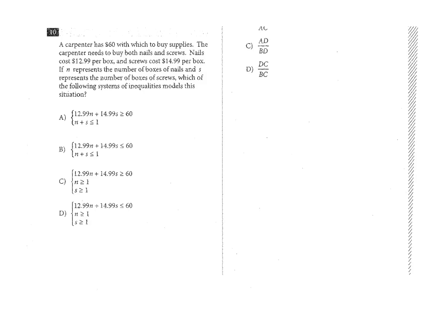A carpenter has $60 with which to buy supplies. The carpenter needs to buy both nails and screws. Nails cost $12.99 per box, and screws cost $14.99 per box. When you see per box, you need to multiply by that number. How many boxes? You need to multiply by that, so that you can get the total money.